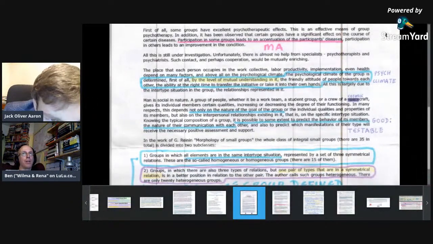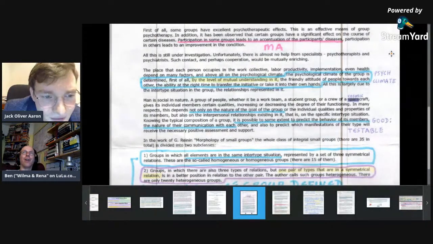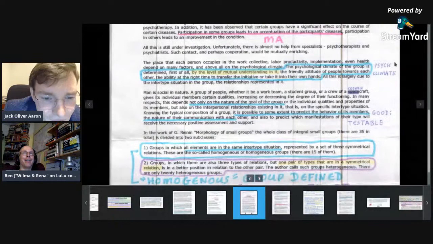Is that methodology? The psychological climate of a group is determined, first of all, by a level of mutual understanding and friendly attitude of the people. That's not methodology. In the work of Rainer, I didn't write it, so I can only go with what I've got. This is still literature review. It's not methodology.